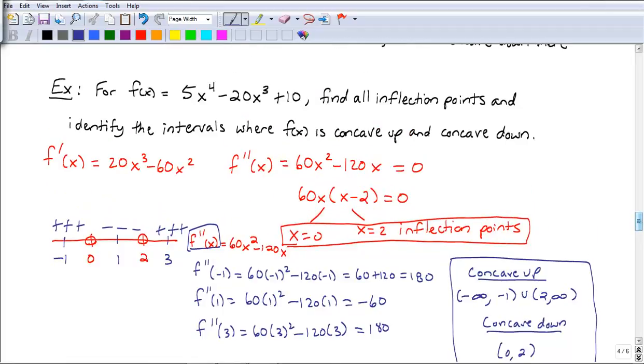So notice it's exactly like what we did before with the first derivative, except now we're doing it with the second derivative and we're calling them different things. Inflection points, concave up and concave down. But now I know a lot more about this graph.